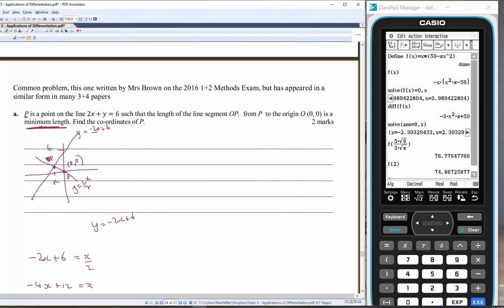All right, here's the hard way. What we're going to do for the hard way is use the idea of the distance between 2 points. So one of the points is 0, 0. The other point is x, and the y value is simply going to be negative 2x plus 6. For that particular value of x, this is going to be the y value.